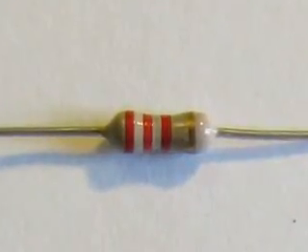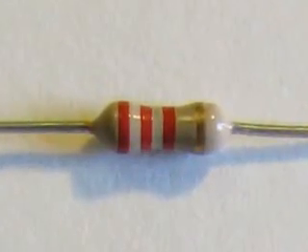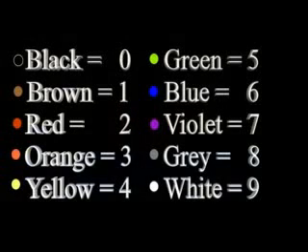Most small resistors use a series of color bands to indicate their value. In this system, colors represent numbers. Here is the key. Black is 0, brown is 1, and so on. Here's how to calculate the value of a resistor using the colored bands.